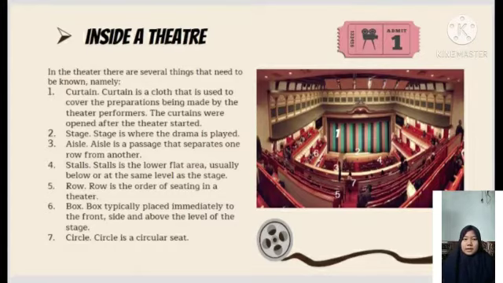3. Aisle. Aisle is a passage that separates one row from another. 4. Stalls. Stalls is the lower flat area, usually below or at the same level as the stage. 5. Row. Row is the order of sitting in a theater. 6. Box. Box is typically placed immediately to the front, side, and above the level of the stage. And 7. Circle. Circle is a circular seat.